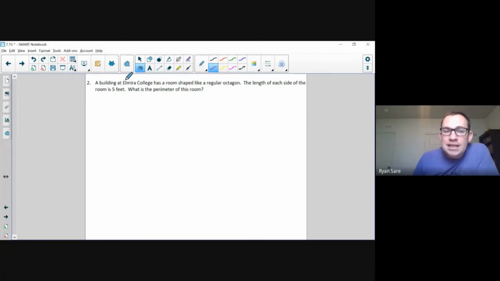A building at Elmira College has a room shaped like a regular octagon. That's going to be helpful.